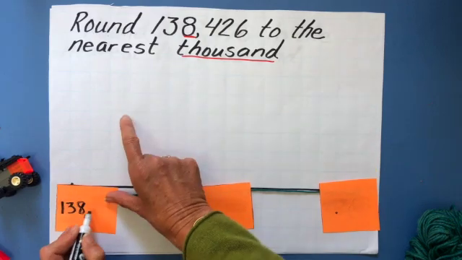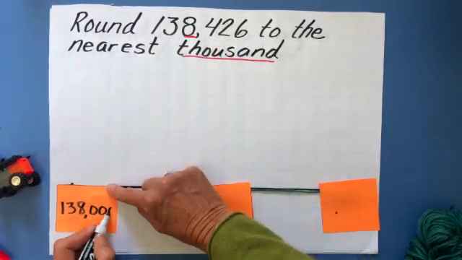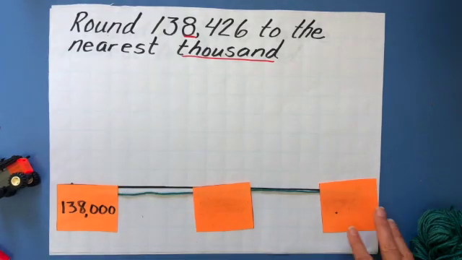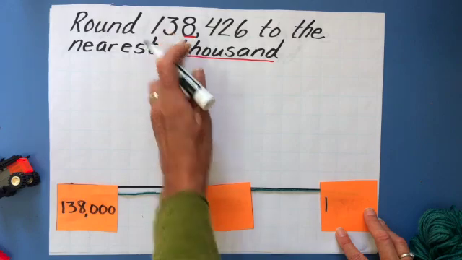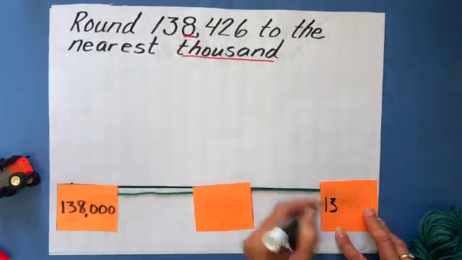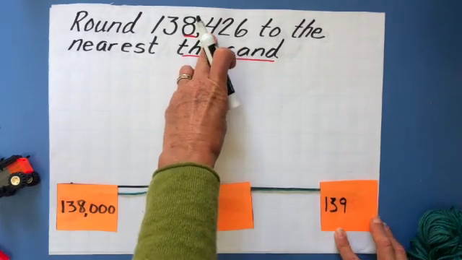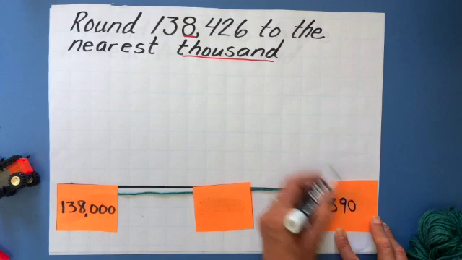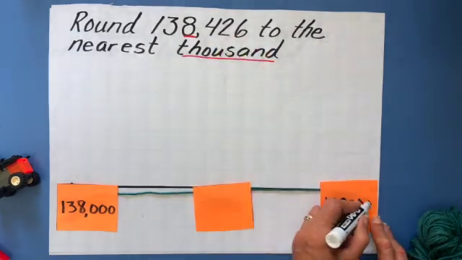So the 4 is going to become a 0, the 2 is going to become a 0, the 6 is going to become a 0. Now we're going to do the same thing over here. We're going to write 1, we're going to write 3, but we're going to have one number more than the 8, which would be a 9. And then all the other digits become a 0. So the 4 becomes a 0, the 2 becomes a 0, and the 6 becomes a 0.